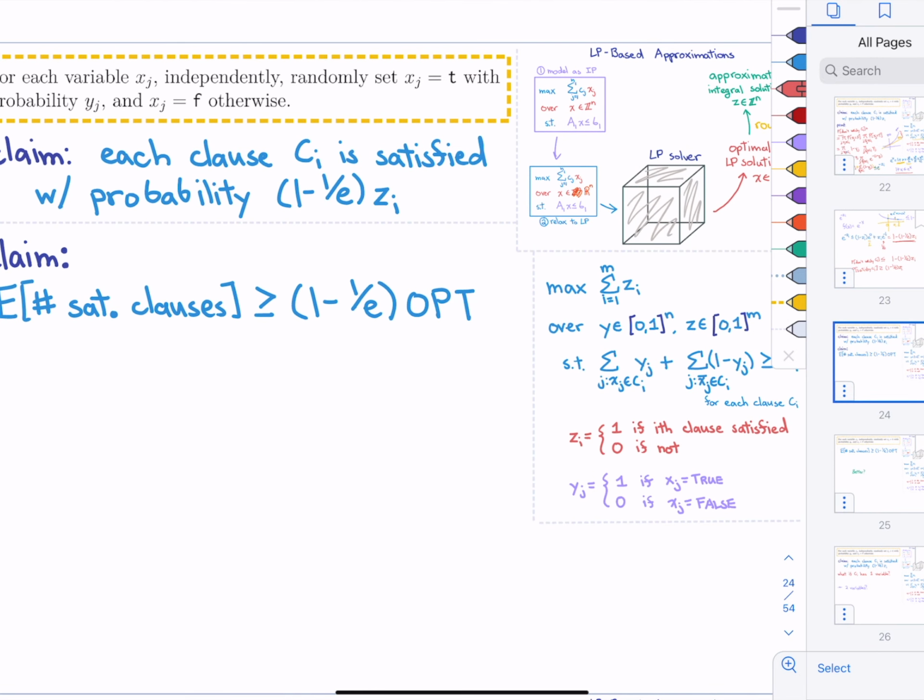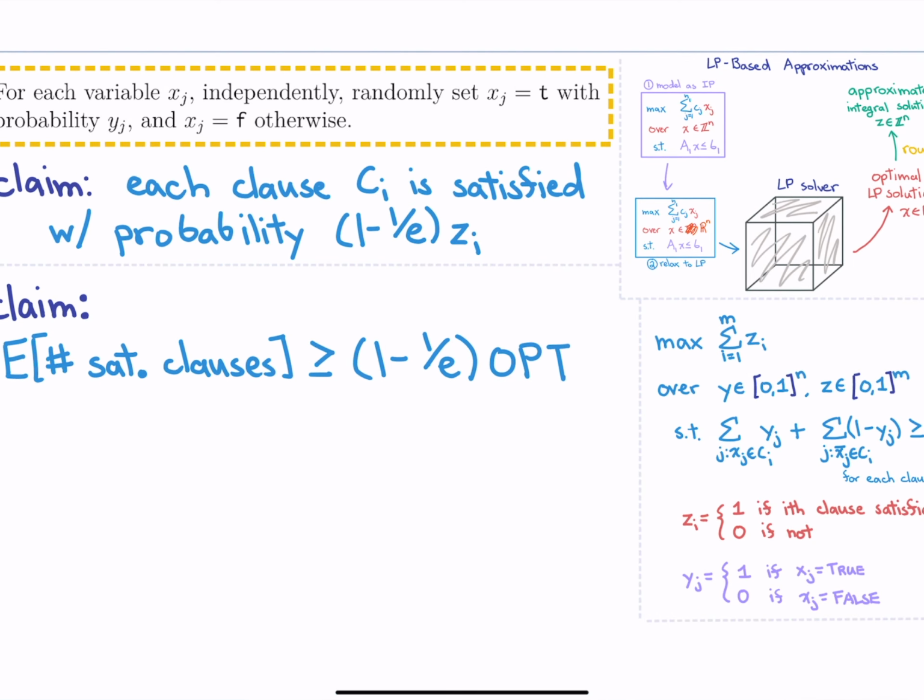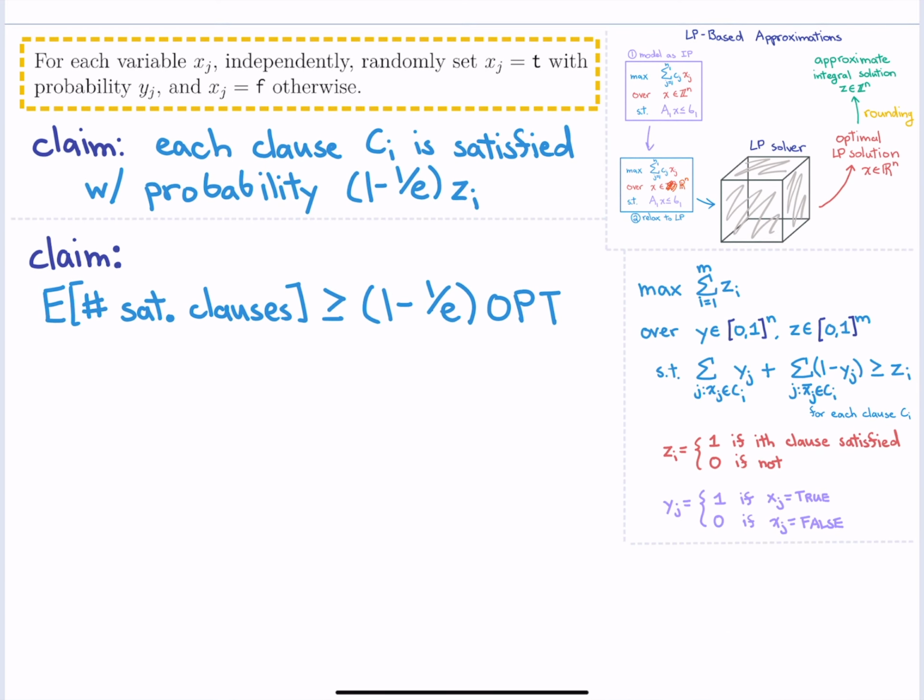Okay, all right. So now this part, I think you guys can guess more easily. So we showed that any particular clause is satisfied with probability at least 1 minus 1 over e zi, where zi is that value from the LP. And so now the claim is that the expected number of clauses I satisfy is at least 1 minus 1 over e times the optimum value. The optimum value might not be 100%, right? The best solution may only satisfy some clauses. All right, so how do I do this?